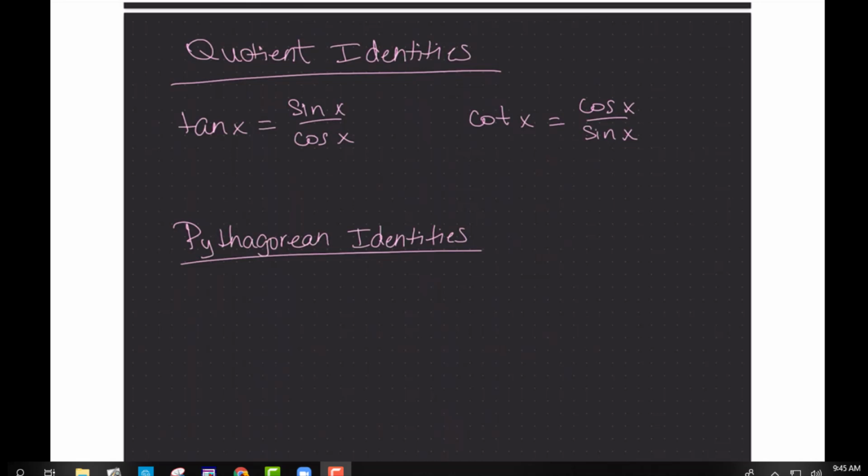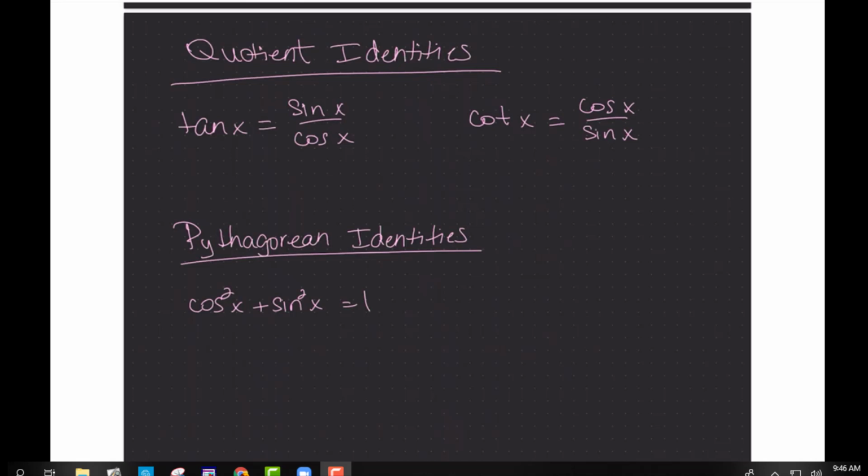So when we were talking about the unit circle, we came up with the Pythagorean identity. Anybody remember what it is? It's cosine of x squared plus sine of x squared equals 1. Look at you. You guys got that one. Yep. All right, cosine squared of x plus sine squared of x equals 1, right?